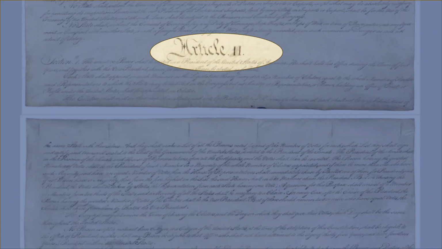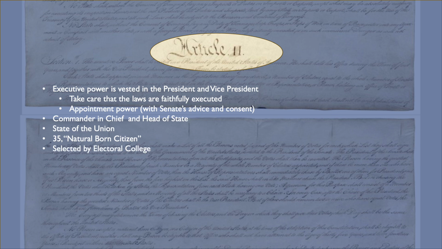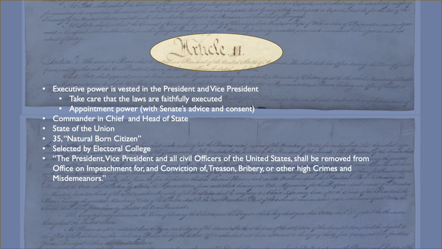Article 2 is the presidency, and it gives the executive power to the president and a vice president. They are to take care that the laws are faithfully executed, and they have the power to appoint justices and federal officers. They are the commander-in-chief and the head of state. They are required to give the State of the Union. They have to be 35, a natural-born citizen. They're selected by the Electoral College, and they can be impeached. So those are the formal powers. Executive orders are not formal powers in the Constitution.